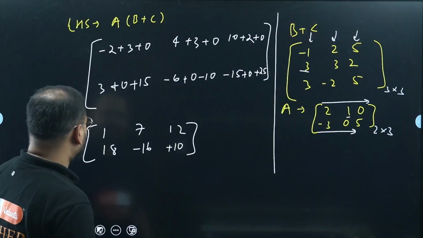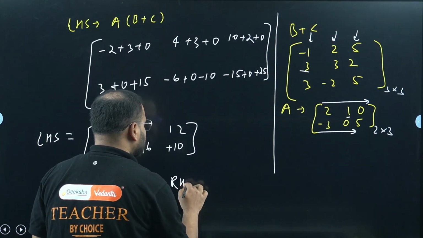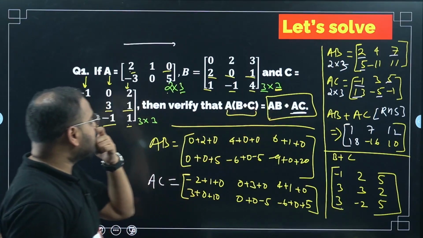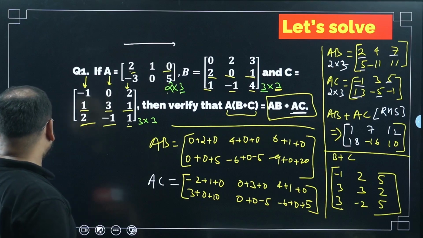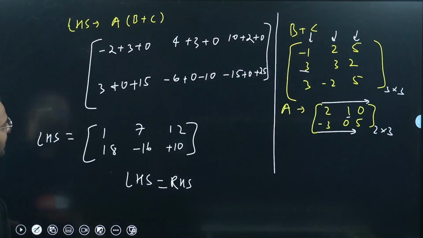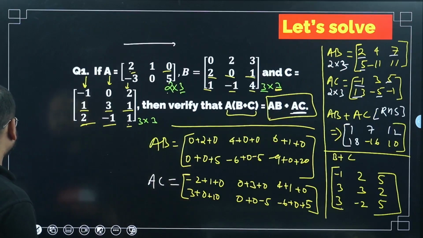Okay, I know it took time, but we got the right result. So LHS equals RHS. So what have we verified? The given statement: AB plus AC equals A times (B plus C). The distributive law is verified. I hope this is clear. This is clear, right? Okay, moving on.